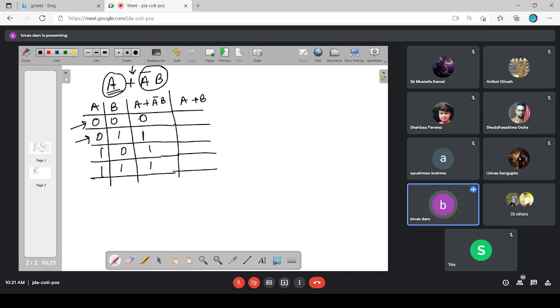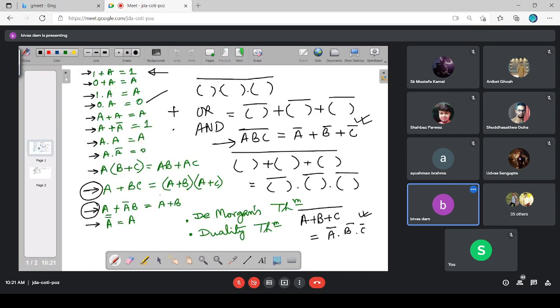What about A plus B? Same, sir. So that's why I can readily write that A plus A bar B will be equal to A plus B. It's written here, is it not? Yes, sir. Fine.